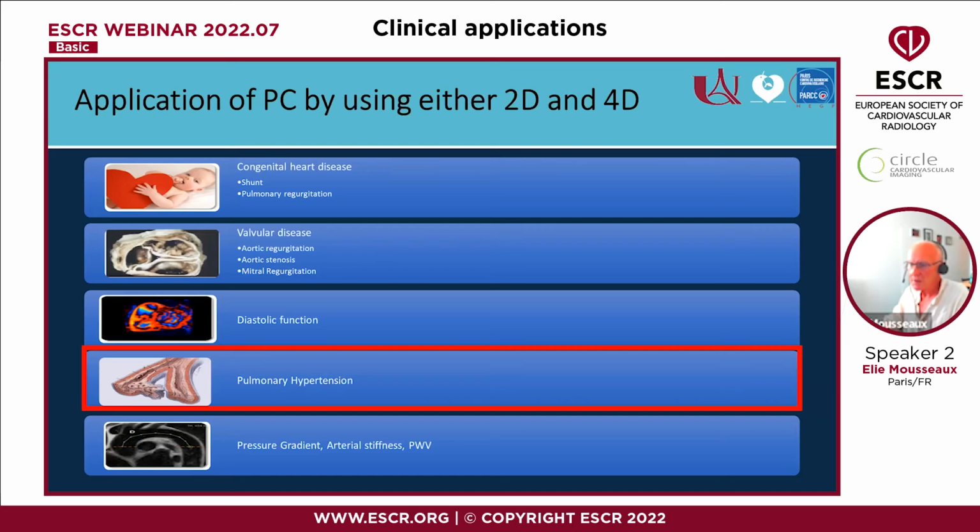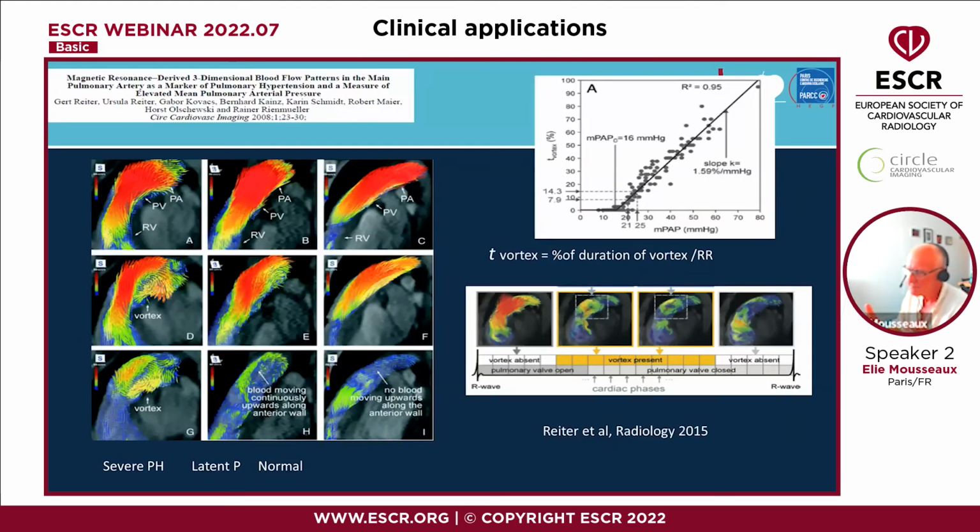So for closing this session, I will just briefly talk about pulmonary hypertension. At this time, I only mentioned velocity, mean velocity, and volume, and also forward flow, backward flow, net flow, and that's it. By using more sophisticated indices, but more complex, and we need some more validation, you can estimate, for instance, the vorticity. It's more complex because you have to do derivation of the estimate of velocity in 3D and so on.